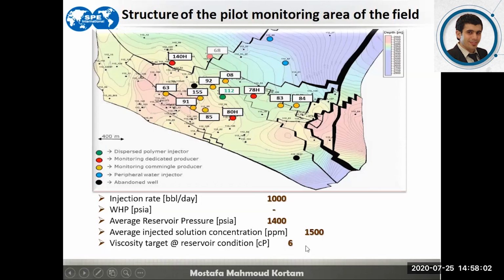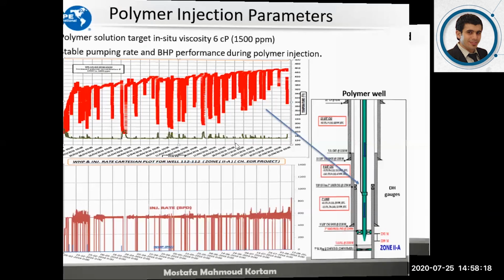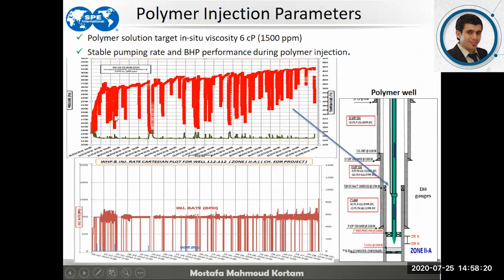The viscosity target at reservoir condition with this 1500 ppm was 6 centipoise at the shear rate and the temperature of the reservoir. The average injected solution water at the surface is 12. So these are the polymer injection parameters. The bottom hole pressure was retrieved from downhole gauges placed within the injection string of the polymer well in order to accurately define and observe the injection behavior.